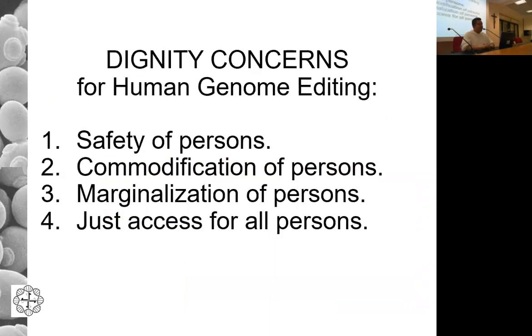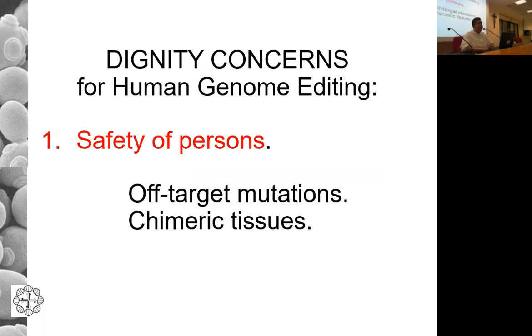So the first thing, these are the 4 things we need to think about: the safety of persons, the commodification of persons, the marginalization of persons, and just access for all persons. So this is the situation now that we're going to talk about. The first is the safety of persons. What I hope that I was able to show you, especially the companies that are dealing with CRISPR, is that they are working very hard to make CRISPR safe, to decrease off-target mutations.